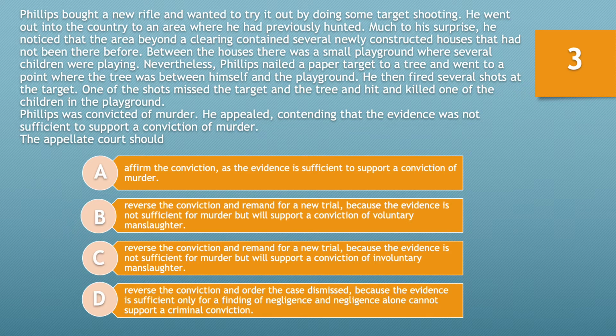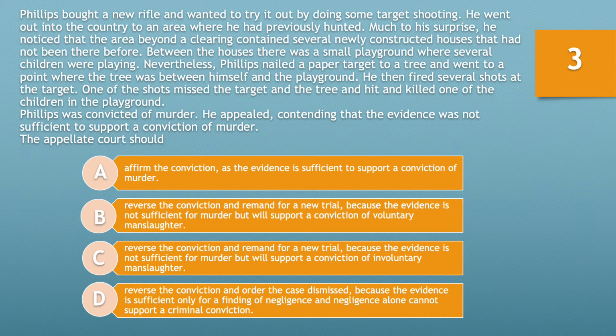Nevertheless, Phillips nailed a paper target to a tree and went to a point where the tree was between himself and the playground. He then fired several shots at the target. One of the shots missed the target and the tree and hit and killed one of the children in the playground. Phillips was convicted of murder. He appealed, contending that the evidence was not sufficient to support a conviction of murder.